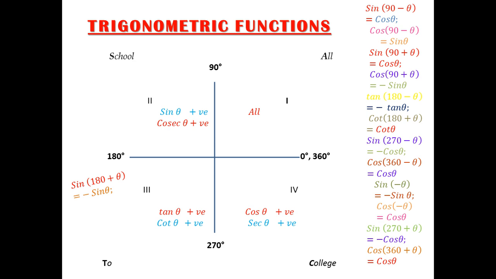Next is sine 180 plus theta. 180 plus theta is our third quadrant. At 180, we do not change, and sine theta is negative in third quadrant. So our answer is minus sine theta. Cos 180 plus theta, again third quadrant. Cos theta is negative. So our answer is minus cos theta.